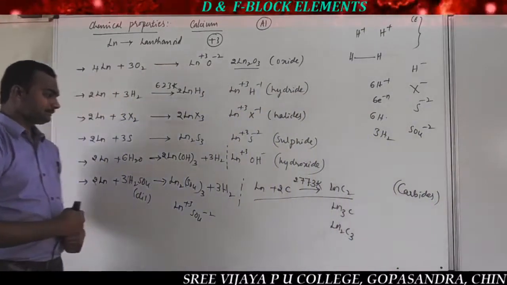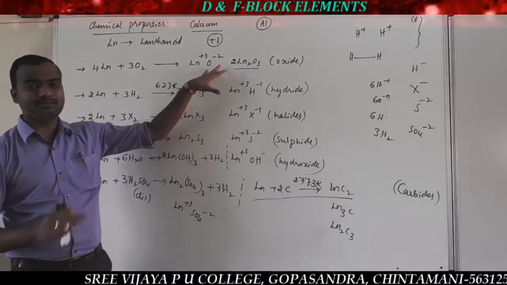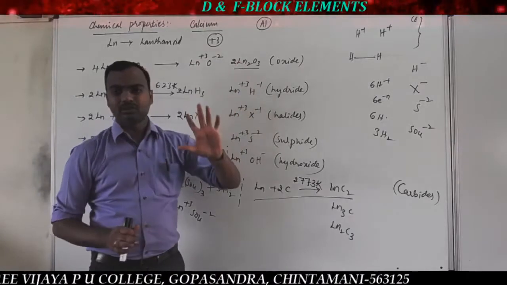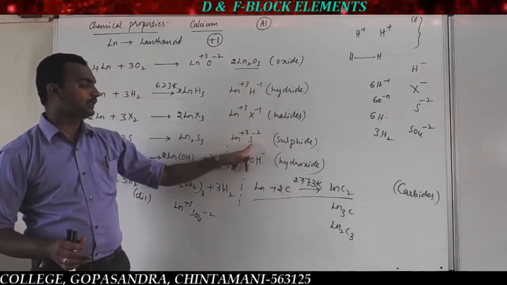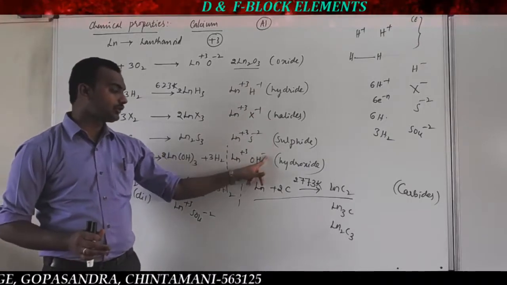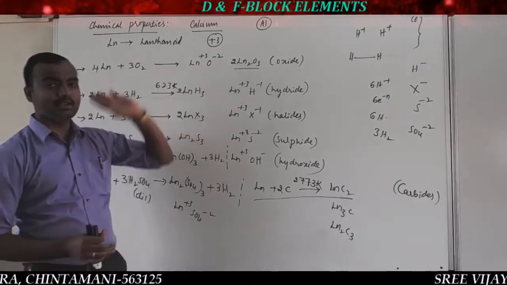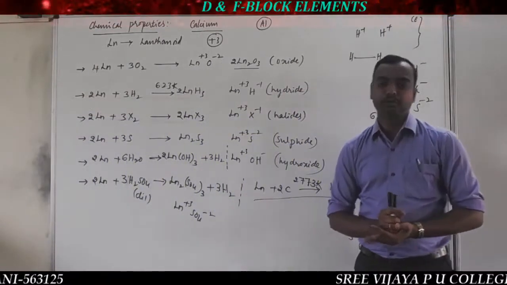So these are the important points. Remember, in formulas, just practice. Take the oxidation state of lanthanide; the common oxidation state is +3. Hydride is H minus 1, halide X minus 1, sulfide S minus 2, hydroxide OH minus, oxide O minus 2. If the charges are correct, the composition of the compound is easier.